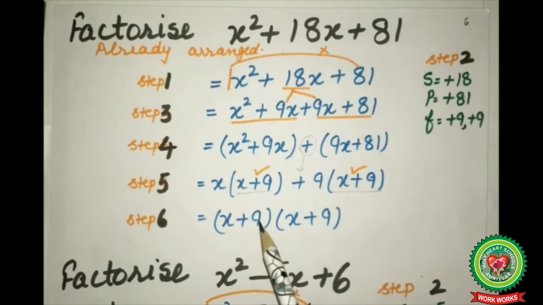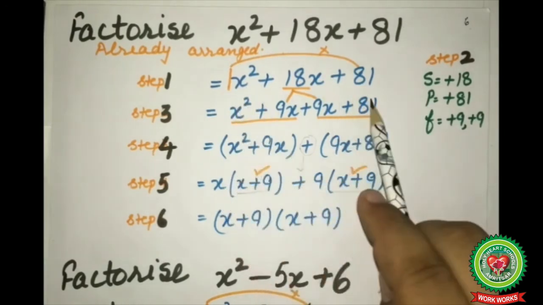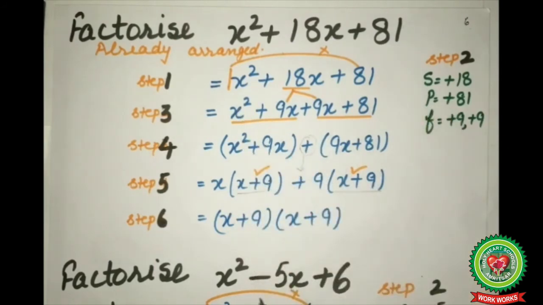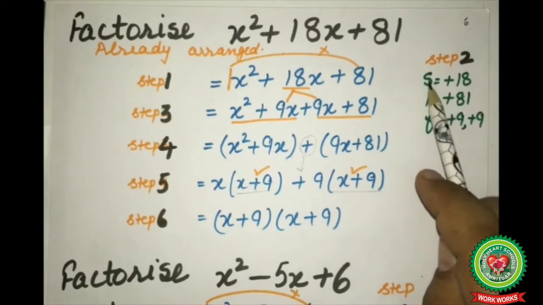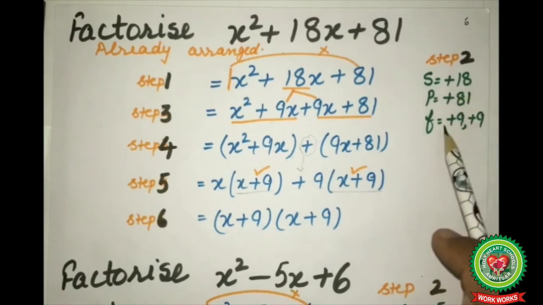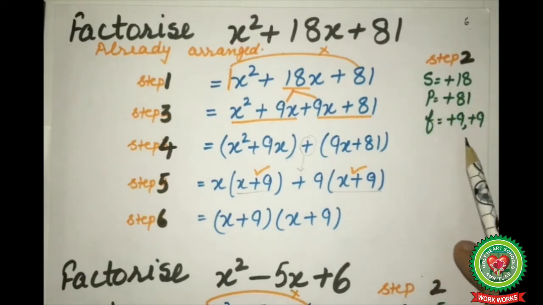And the product will be the product of coefficient of x square and the constant term that come out to be plus 81. Now since both the sum and product they are with the plus sign, so both the factors will also have the plus sign. So now the two numbers which will give the sum as plus 18 and the product as plus 81 are plus 9, plus 9. So now we are going to perform the next step.